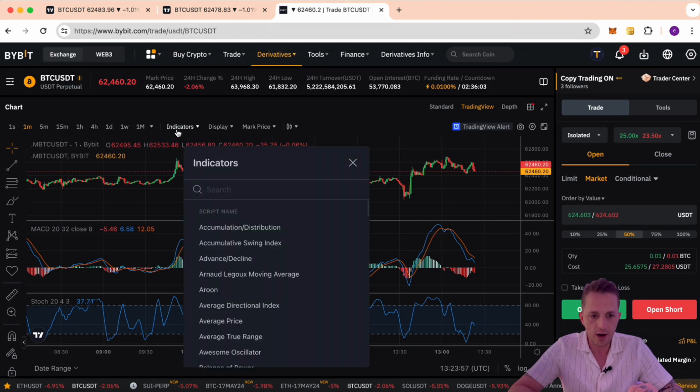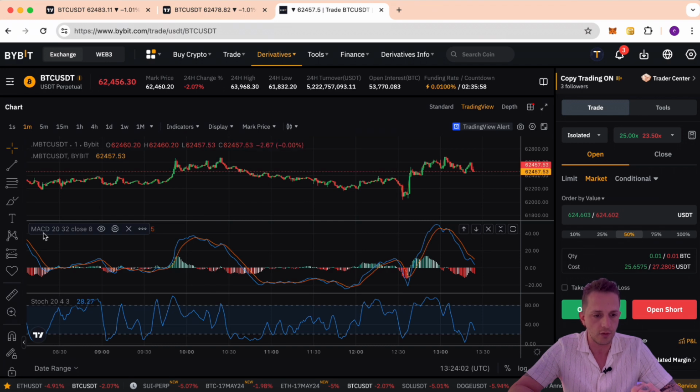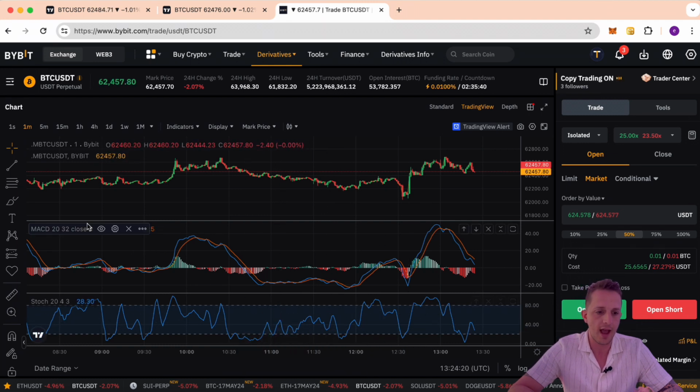Let's add the first one, called MACD, which stands for moving average convergence divergence, and basically it looks like we have two moving averages, and this histogram gives us an idea of the volume. And then we have the stochastic, and you have to remember the settings for these two indicators, because I use different settings from the standard ones.